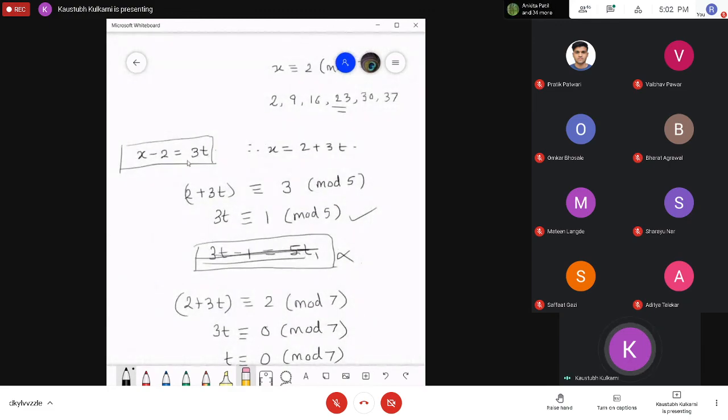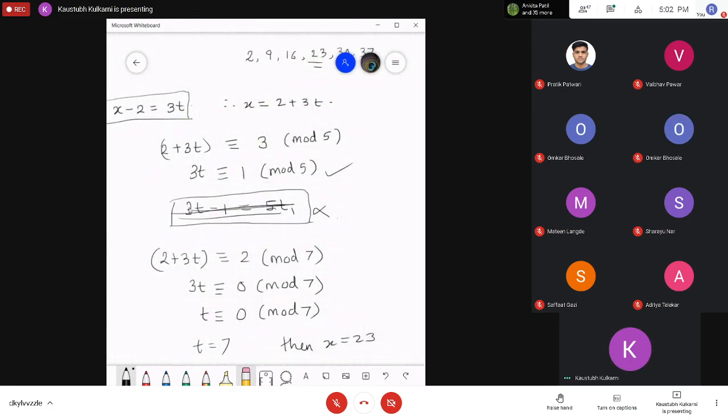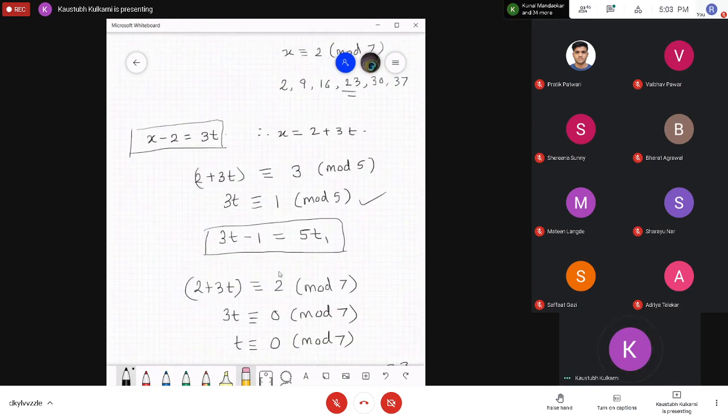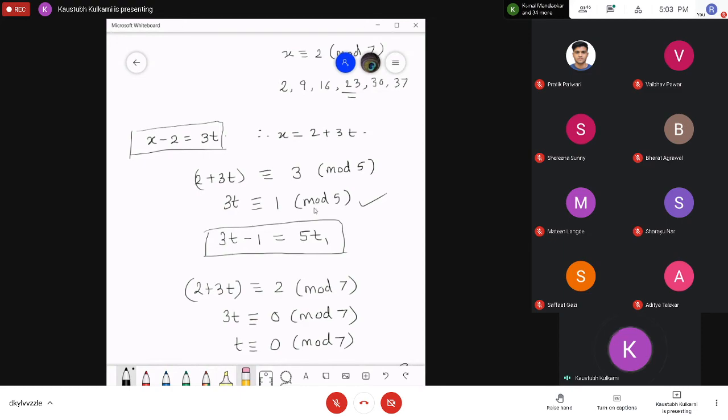So x minus 2 equal to 3t I got from the first one. From the second one, I got that 3t is congruent to 1 mod 5. I need not simplify it any further. If I simplify, this is not a wrong statement to say, but it is not of any use in solving for x, basically. And then we have this equation which directly gave us t is congruent to 0 mod 7. So we tried for t equal to 7 and it satisfies it over here as well.